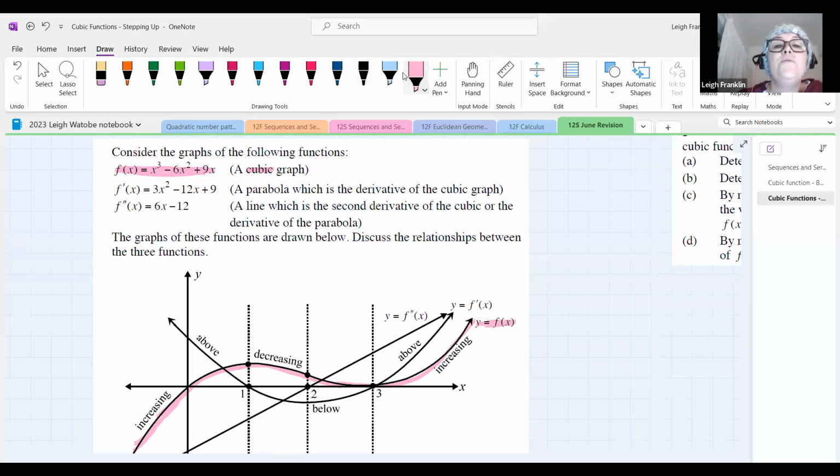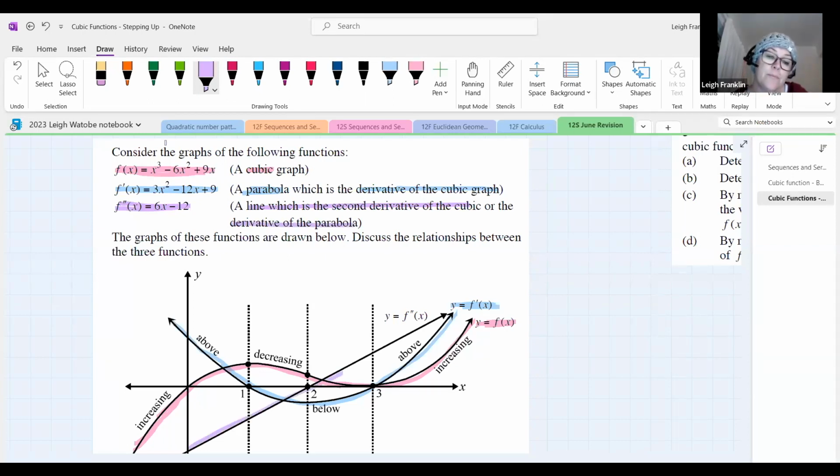Okay. The graph of the first derivative, I'm going to do in blue. And the graph of the first derivative is a parabola, isn't it? Okay, it is the first derivative of your cubic graph. So that's this one here in blue. There we go. So that's highlighted for you. And then the last one, let's do that in purple. That's the graph of the second derivative. Okay, so the straight line is the second derivative of the cubic, or it is the derivative of your first derivative.